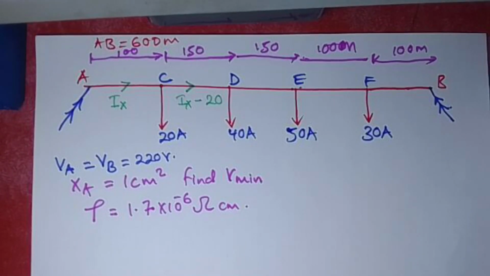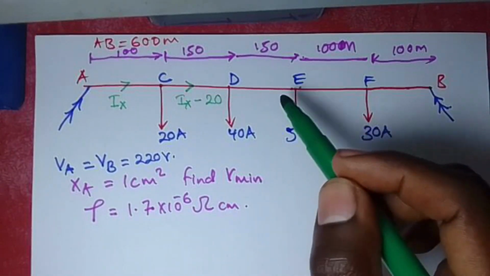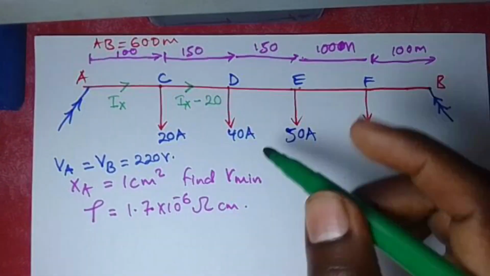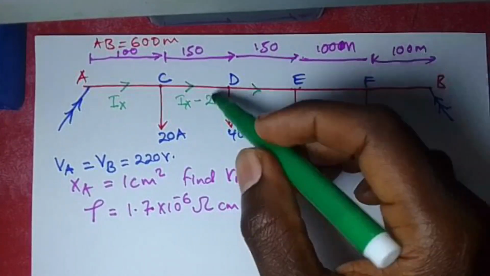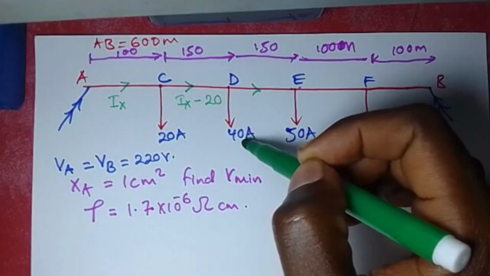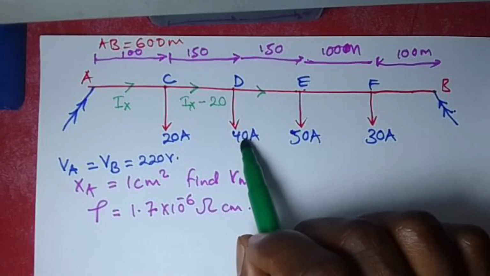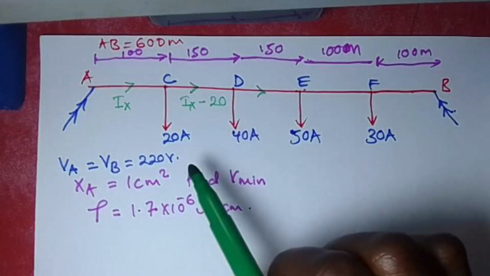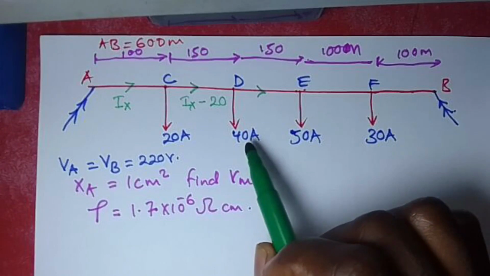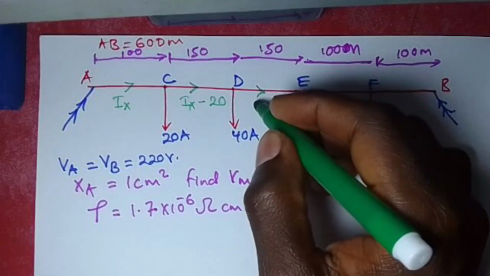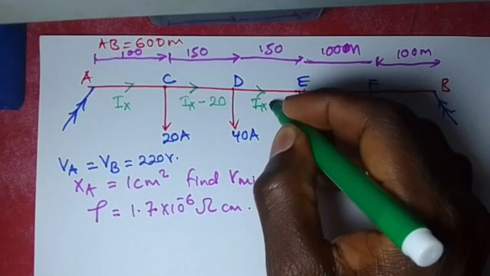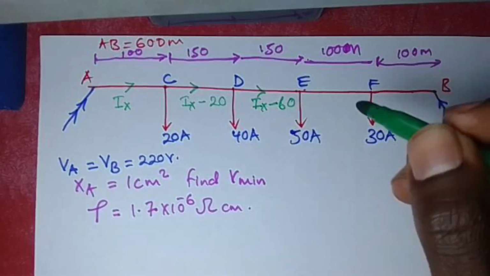From there on, we shall also calculate for the voltage at this remaining point here, DE. So the current flowing through point DE is going to be equal to this current minus 40. So it will be Ix minus 20 minus 40. That gives a negative 60. So the total current flowing here is going to be Ix minus 60.